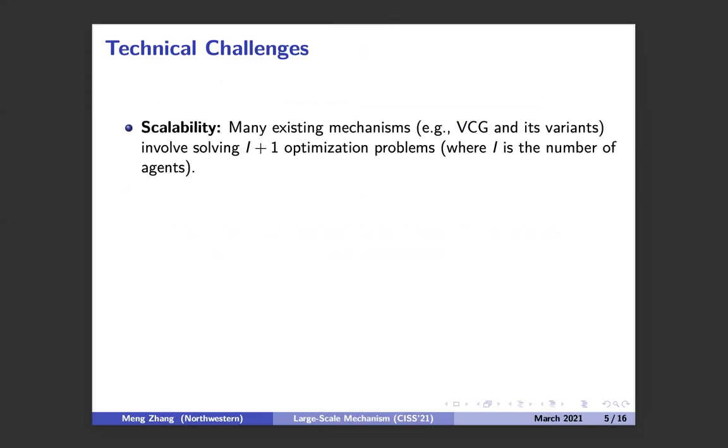However, in today's talk, we also focus on the technical challenges of implementing these economic mechanisms. The first of them is going to be the scalability issue. These existing mechanisms, including the VCG and its variants, involve solving I+1 optimization problems, where I is the number of agents. That basically means that in a large-scale network, it is not going to be so scalable, and it can be impracticable due to too many problems needing to be solved for the large-scale problem.